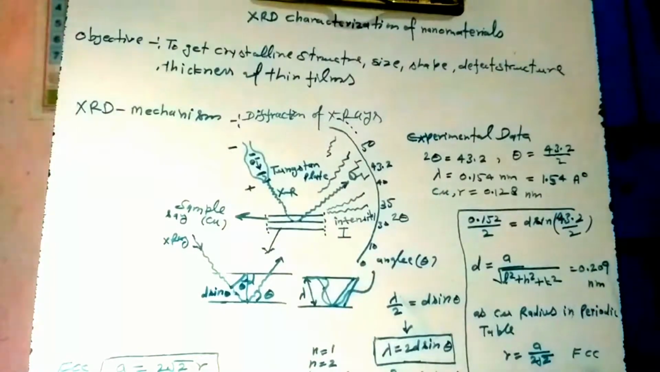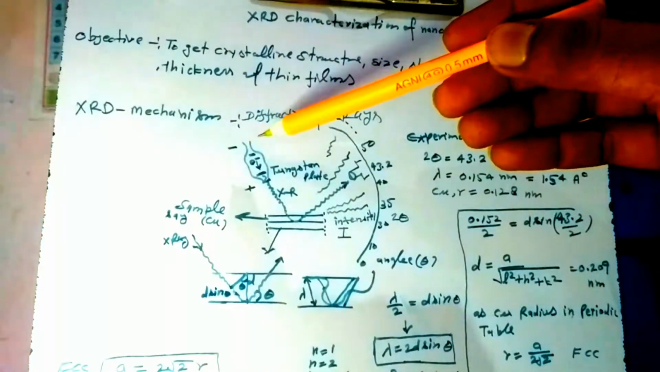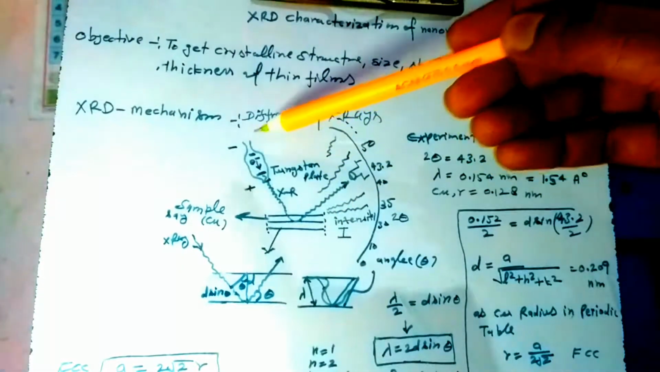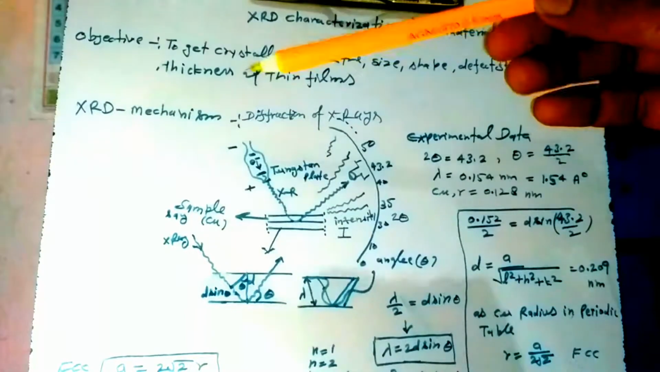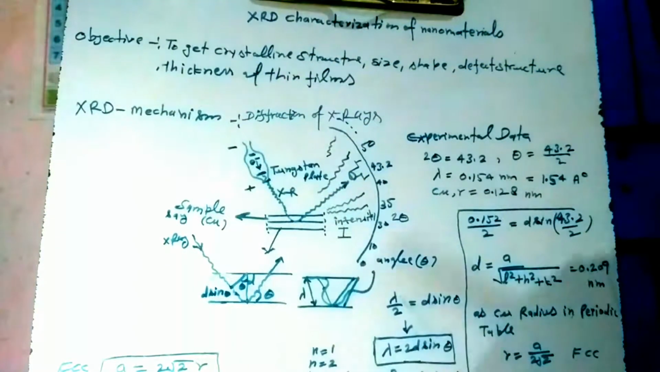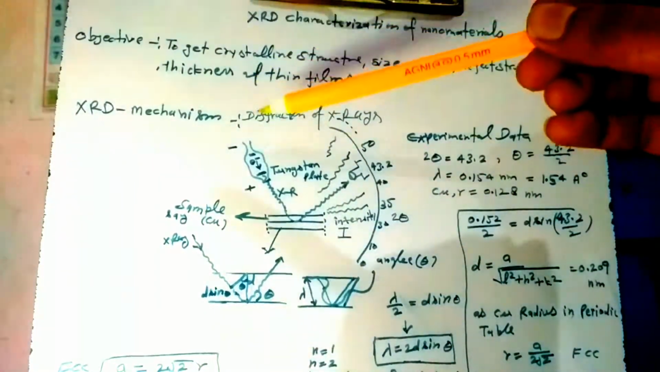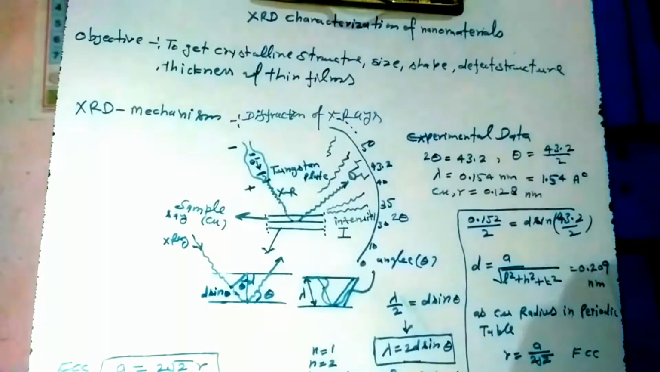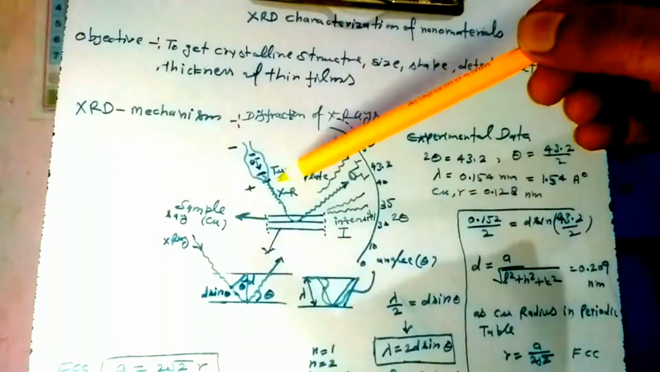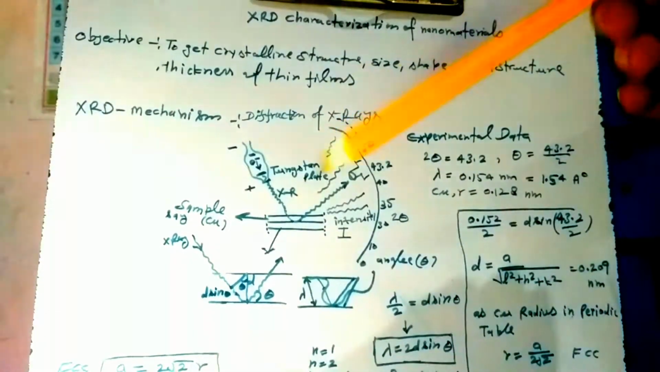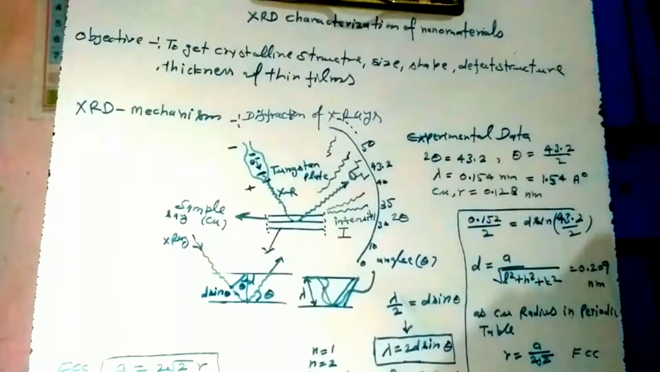Actually, this technique is based upon the diffraction of X-rays. In a vacuum tube, we are producing the X-rays from the two opposite electrodes, negative and positive. When there is a high potential difference between the two electrodes, the electrons are emitted from the negative plate to the positive plate. Those electrons fall on the tungsten plate, which produces the X-rays from that plate.